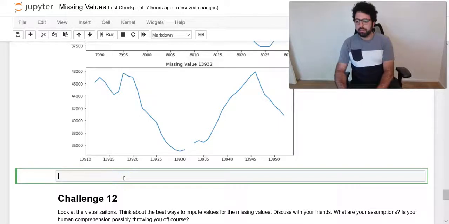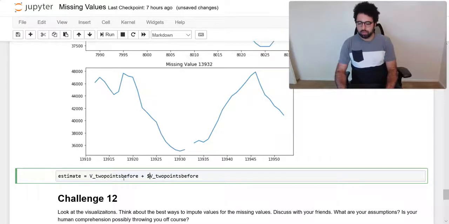The estimate is equal to the value 2 points before, plus 4 times the value 1 point before, plus 4 times the value 1 point after, plus the value 2 points after, and divide this by the total weight.